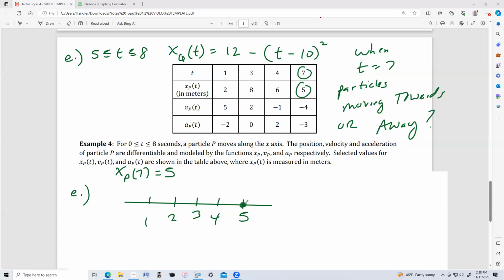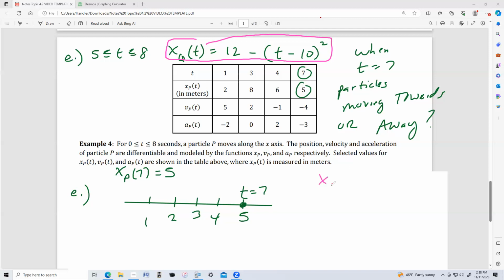So it's here at 5, and I have to put this timestamp. That's at time is 7. That's how you do this. And then let me switch to pink. Where is particle Q at that time? Well, particle Q is governed by this new formula here.